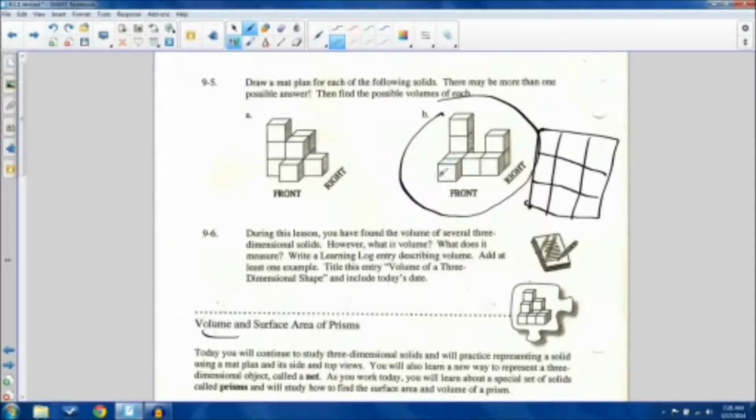So in B, you can see in the front here, 1 story building, 0 story building, 0 story building. So this is a 1, 0, 0. In the next row, it's 1, 1, 1. In the back, it's 3. Nothing here that I can see. So it's 0 and 2. So actually, that was pretty easy. And then find the possible volumes.